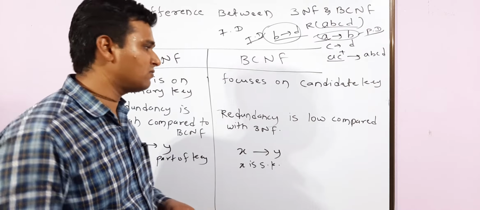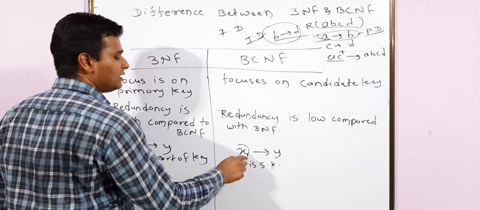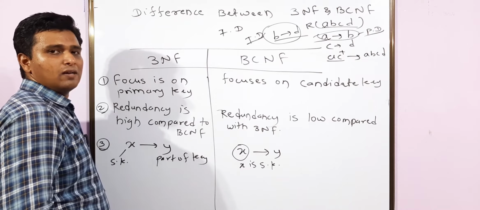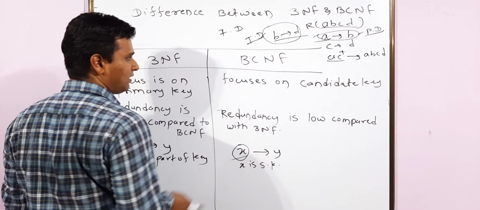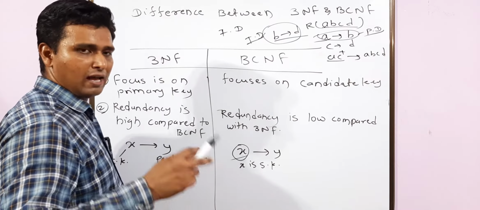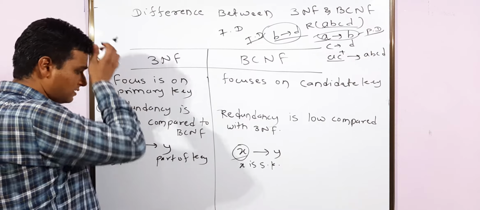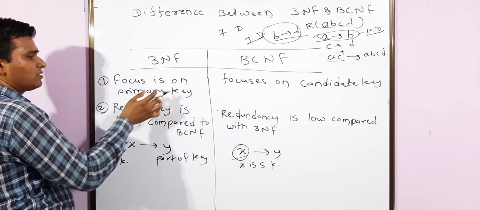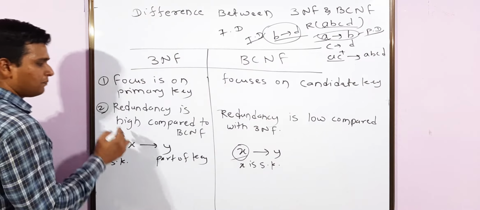So what is BCNF? In every functional dependency X determines Y, X should be a super key. When this is a super key, we can say that this is in BCNF, and it should also be in 3NF, meaning free from transitive functional dependency. What is the first difference? 3NF focuses on the primary key, BCNF focuses on the candidate key.